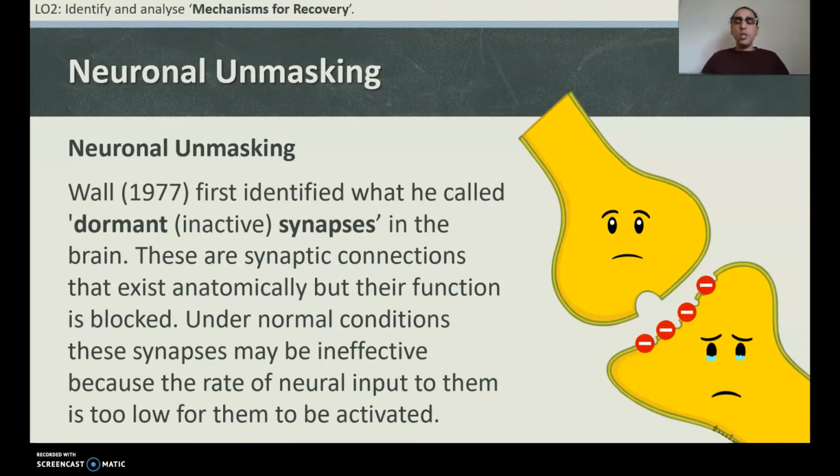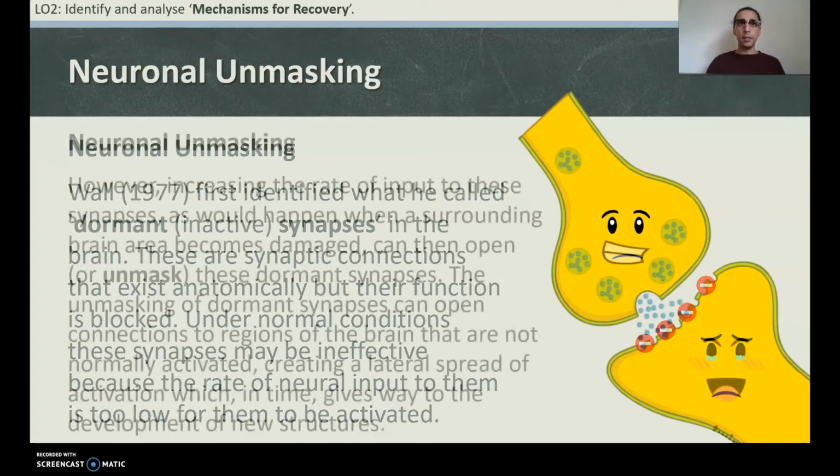They're inactive neurons. You can see them here. They're not very happy. They're not being used. There are two connections, but there's nothing going through them, so they're basically dormant. They're inactive. But what can happen?